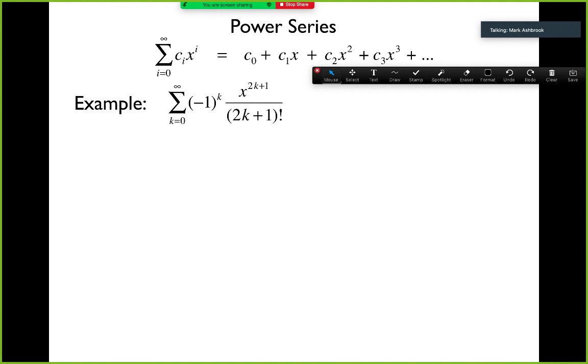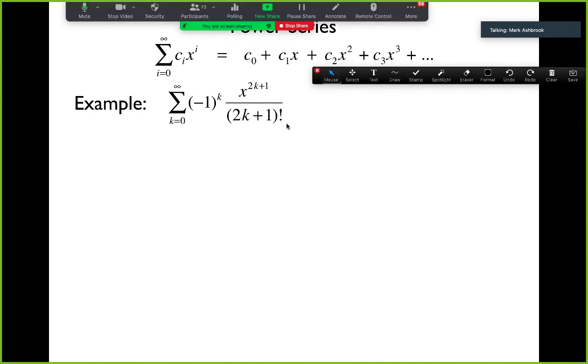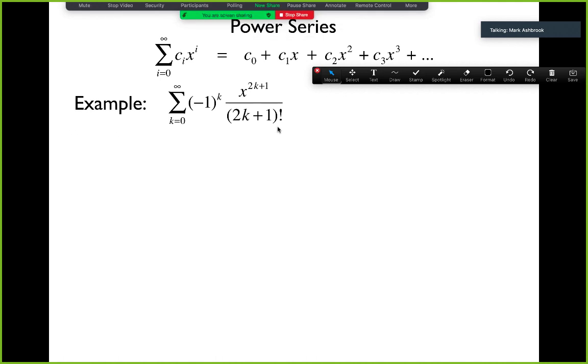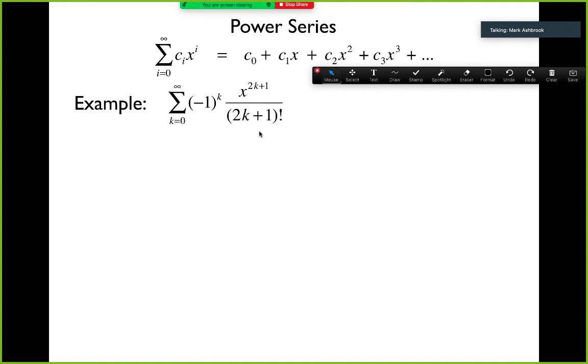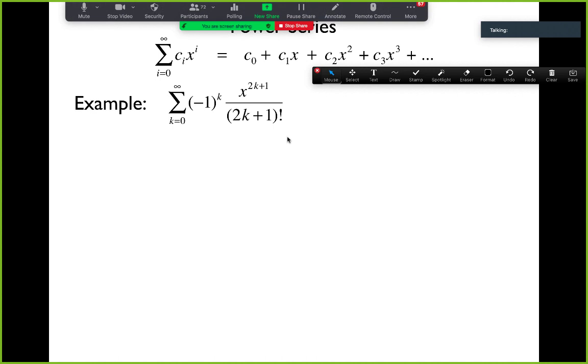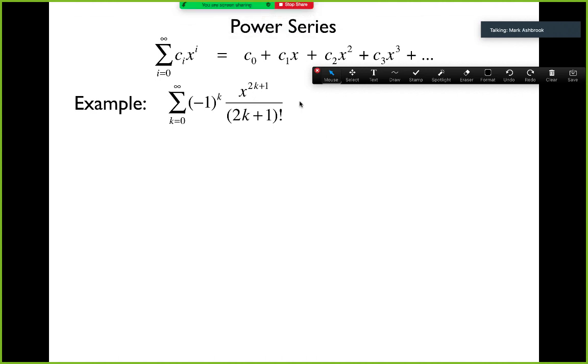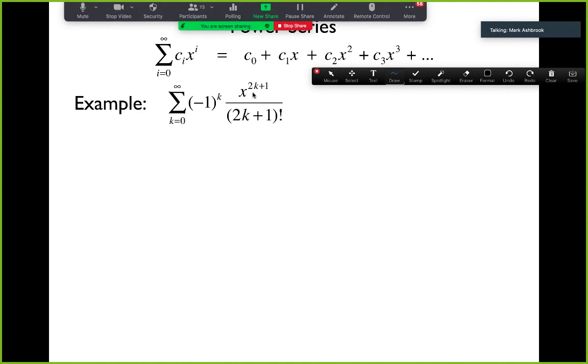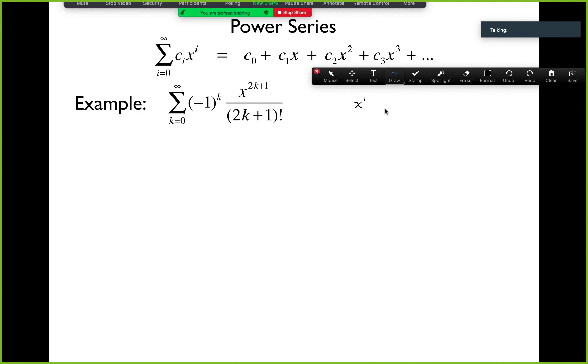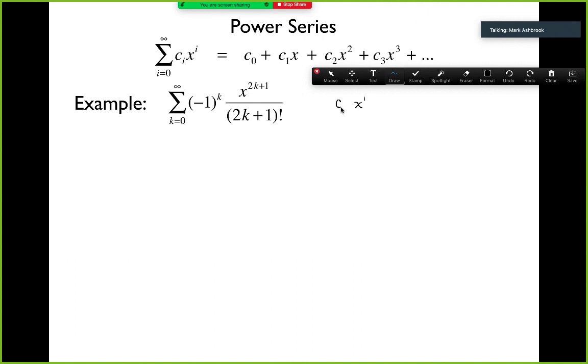So how is it a power series? So we have x to a power. And then the rest of it would be like our coefficient. So this -1 to the k over 2k plus 1 factorial is like our coefficient. And so for this power series, with the 2k plus 1, what will we get for the exponents? Let's just write out the exponents. First we're going to get x to the 1. So when k is 0, we'll have c0 x to the 1.